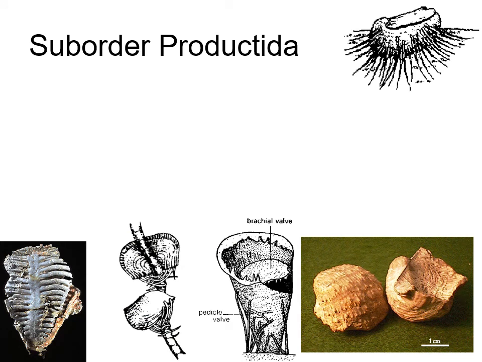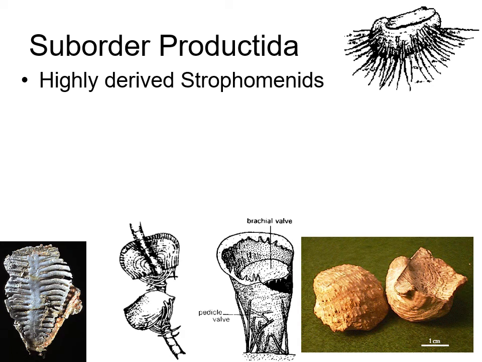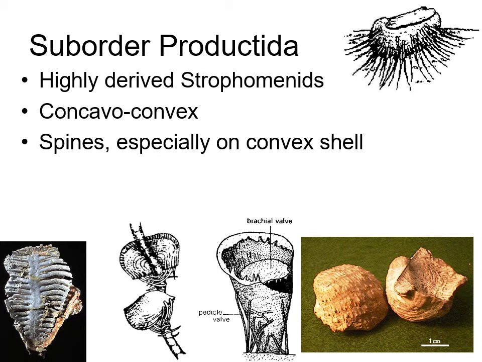Within Strophomenida, we do have a suborder, and that is suborder Productida. So these are a type of strophomenid. Productids are an incredibly diverse group of brachiopods, very disparate, and they're exclusive to the later part of the Paleozoic for the most part. They're highly derived, concavo-convex shells, just like the other strophomenids. In this case, on the convex part of the brachial valve, they have lots of spines. So they would use these spines to either wrap around structures like twigs that might have been in the water, or they anchor themselves into the sediment.